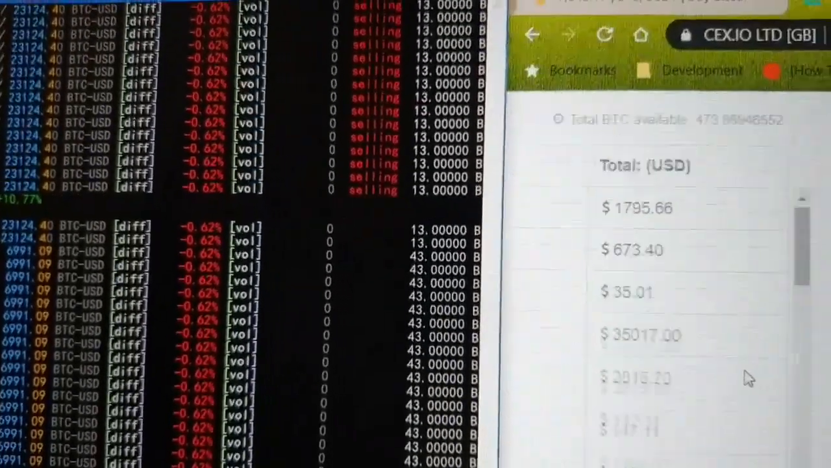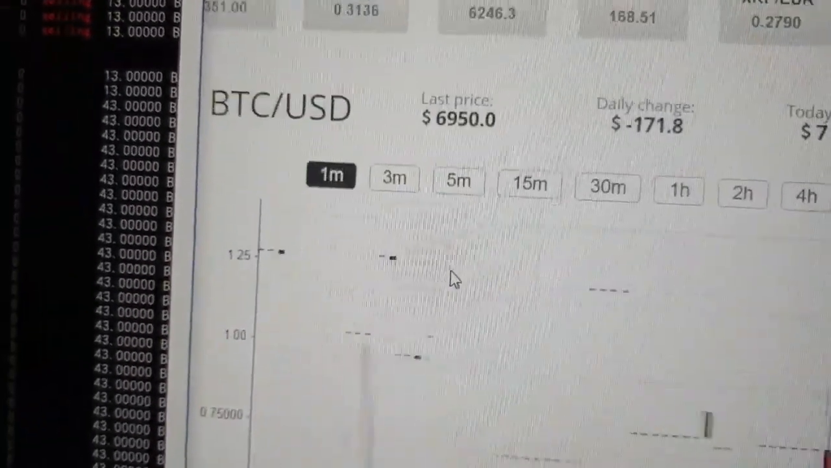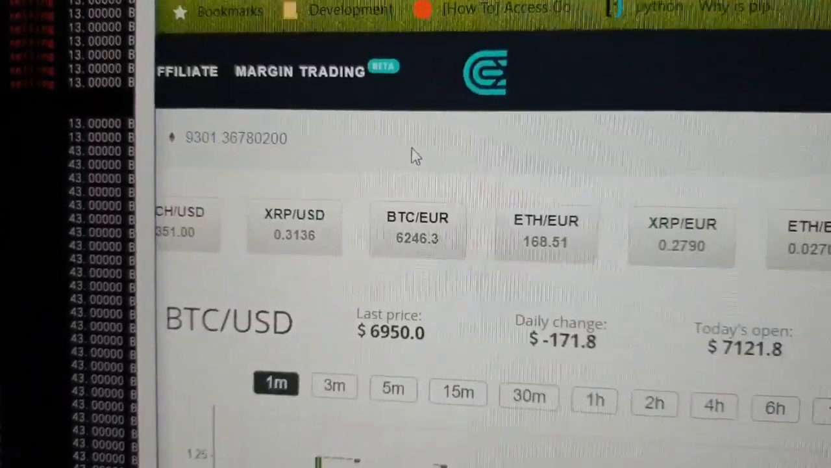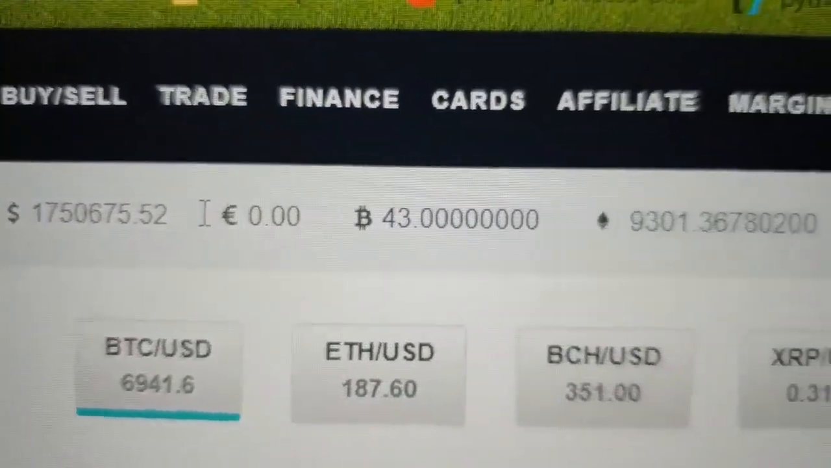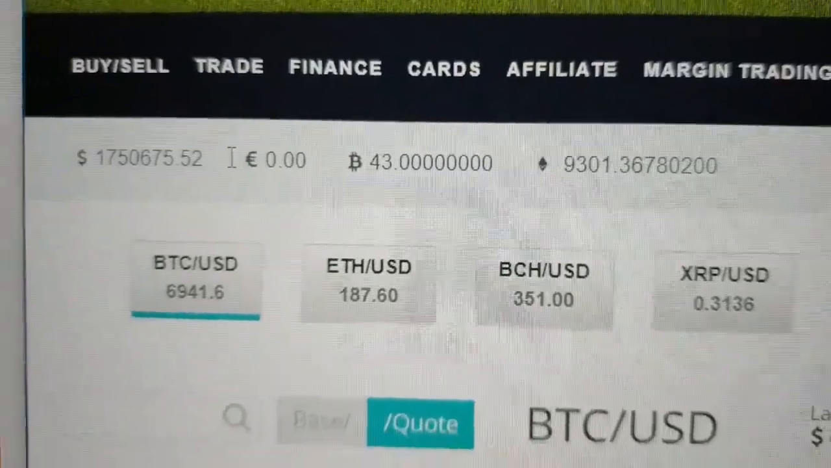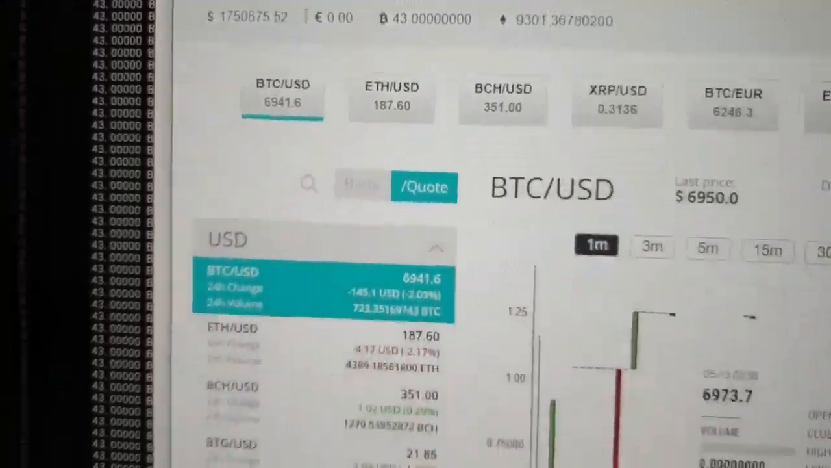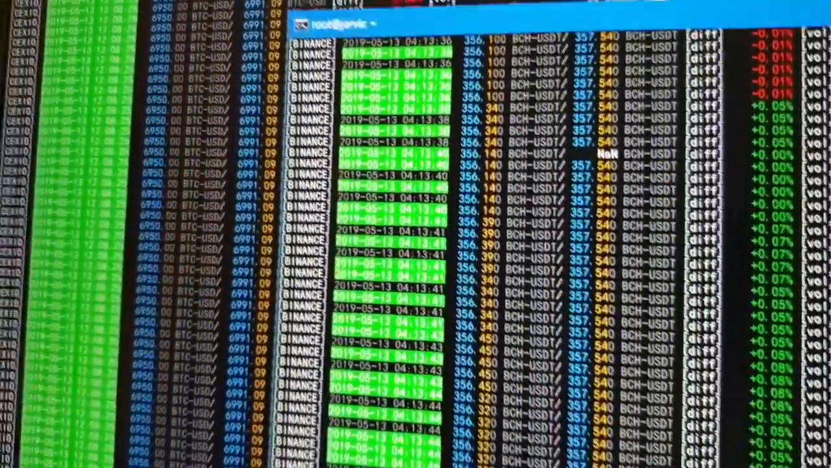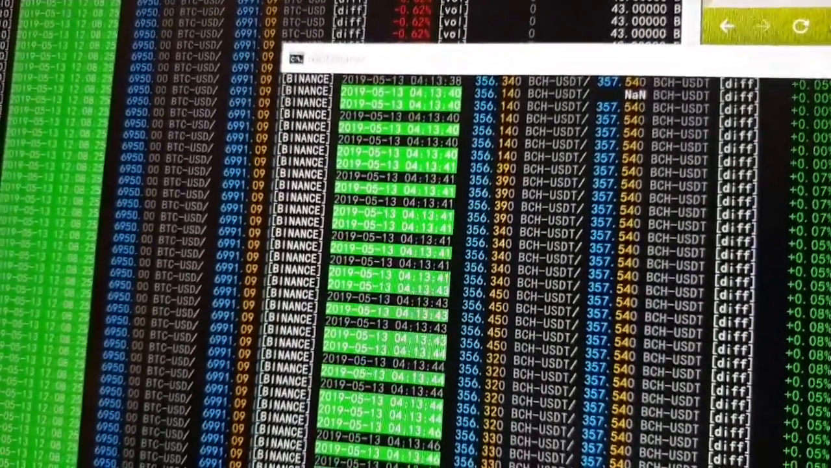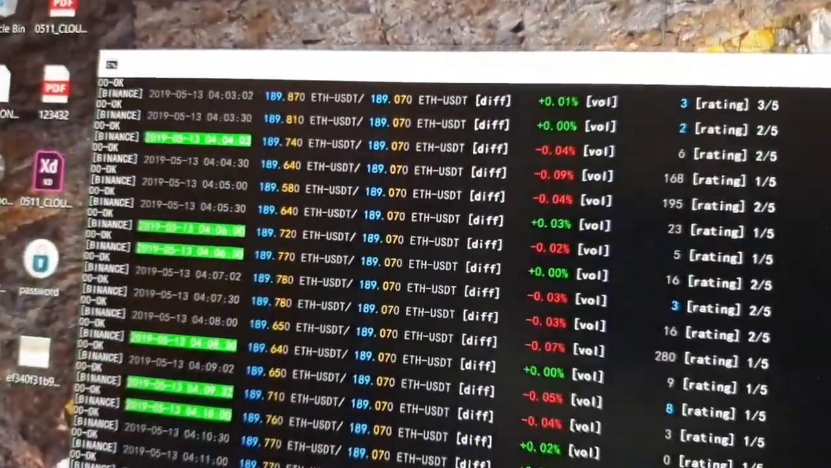Let's go back up here. There you go, here is the same balance. You can see 43 Bitcoin, 9,300 Ethereum on this particular exchange. So let's look at another exchange. This is BCH USDT.